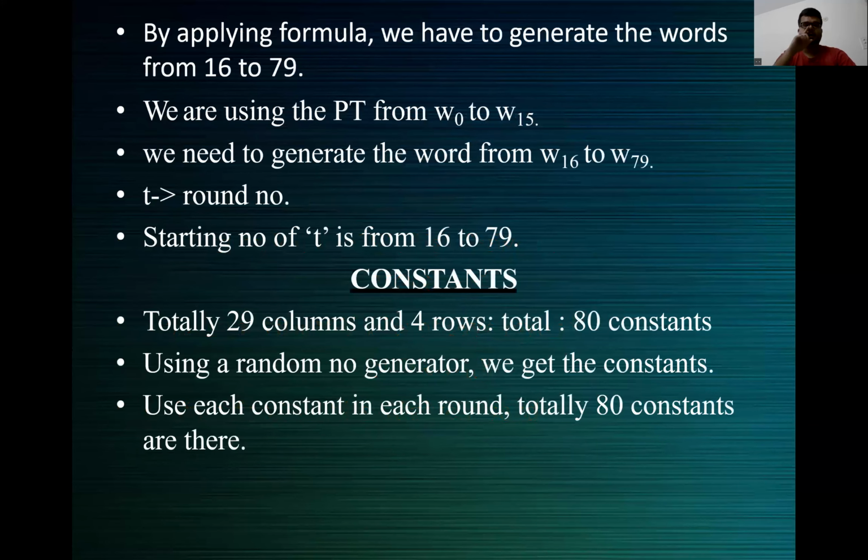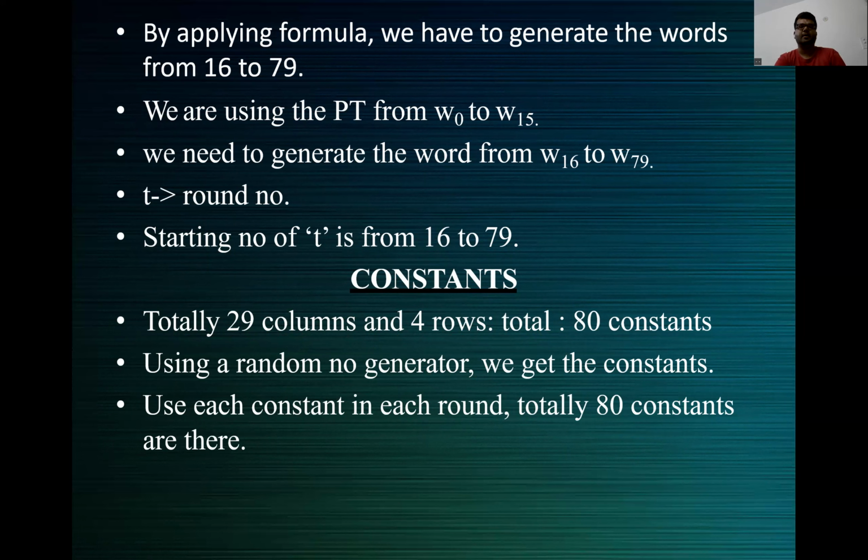By applying the formula, we have to generate the words from 16 to 79. So we are using the PT from W0 to W15, and then we need to generate the words from W16 to W79, where T is less than or equal to the round number. So the starting number of T is from 16 to 79.